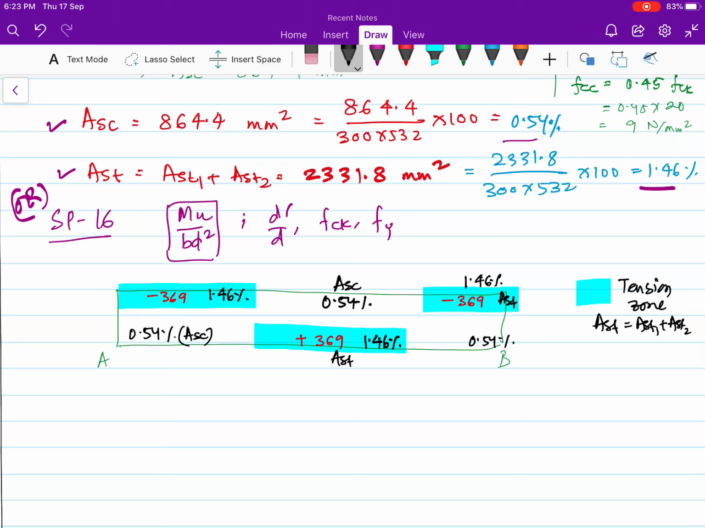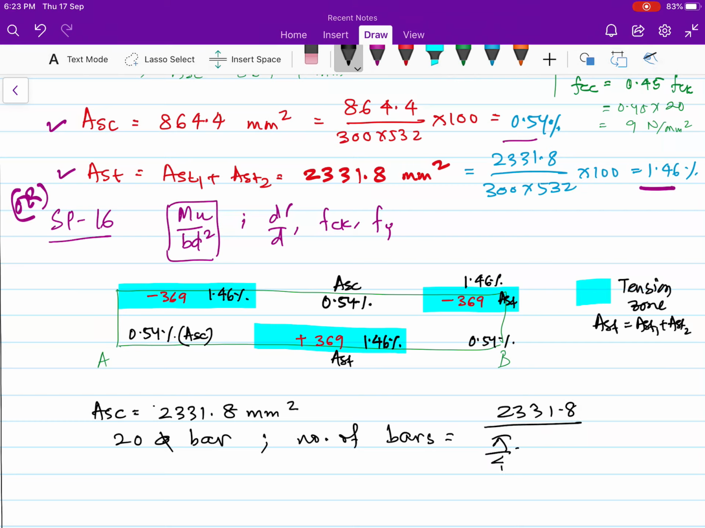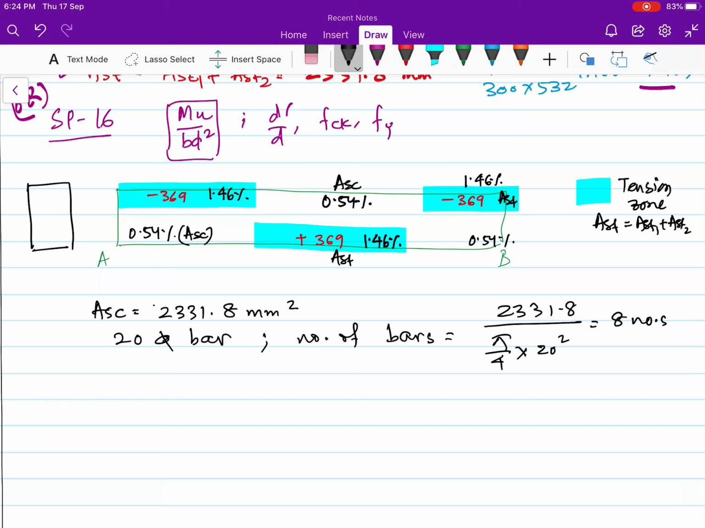That means if Asc is 1.46%, which is 2331.8 mm square, let me provide some 20 dia bars. The number of 20 dia bars will be 2331.8 divided by pi by 4 into 20 square. You are going to get 8 numbers. So you are going to provide 8 bars, at top near the supports, and at the center, that means at bottom. So 2 layers of 4 bars you can provide. If I draw this cross section, you can provide 4 bars of 20 dia in 2 layers.